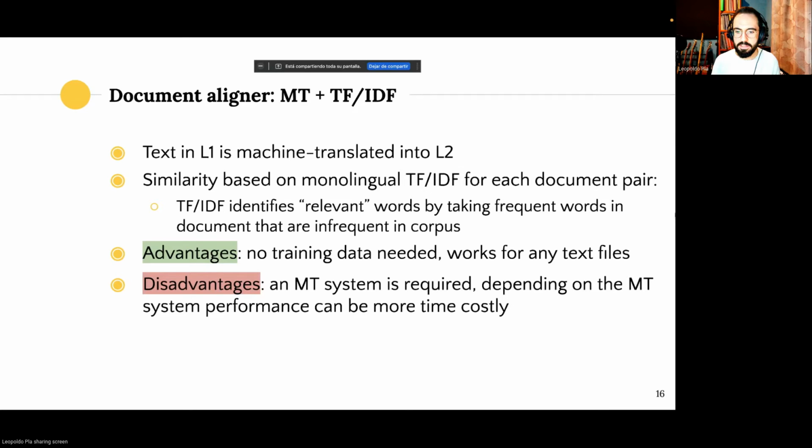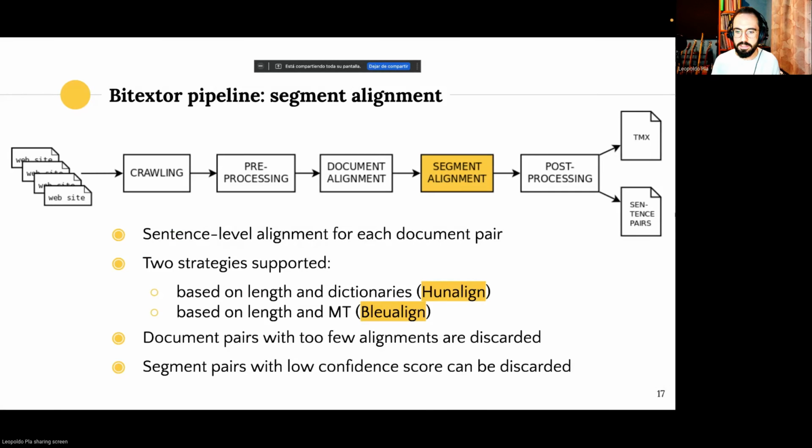Okay, both systems are useful in different situations with some languages. But after doing one of the two approaches, we get the segment alignment step. In this case, we already have one document in the source language and one document in the target language. But we need to align the sentences in those pair of documents.